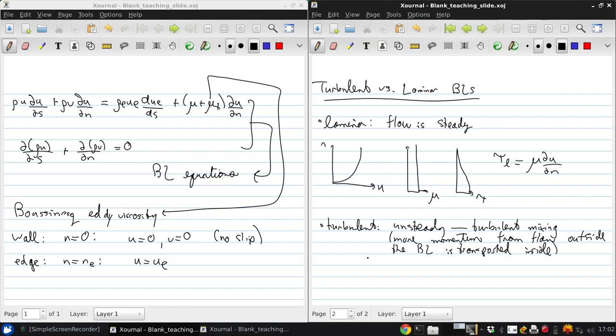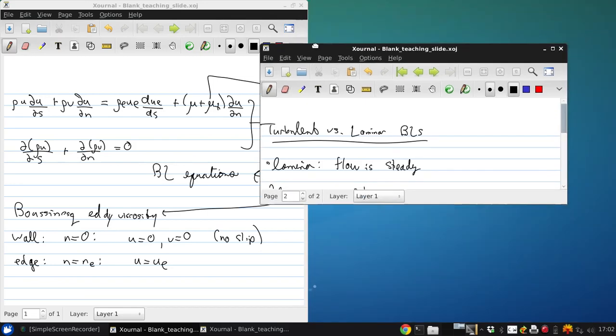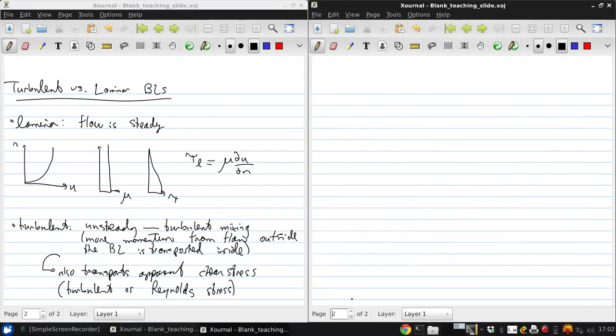Now, along with this, we get a transport of apparent viscosity or shear stress. And this is what people will often refer to as turbulent shear stress or Reynolds stress. And this means that we can write that the turbulent shear stress is some turbulent eddy viscosity times du dn. So that now the total shear stress is the laminar plus the turbulent contribution, which is mu plus mu t du dn.